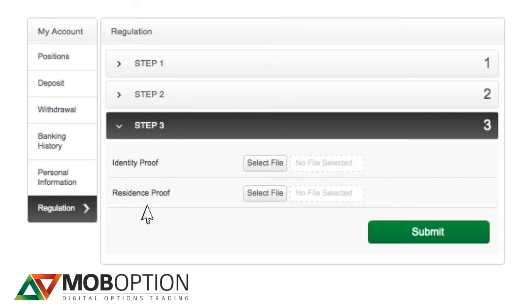To verify your address, please upload clear, color scans, or photographs of one of the following documents: a utility bill. This can be for water, gas, electricity, a landline telephone, or home internet. Or a bank or credit card statement. Or a local authority tax bill.